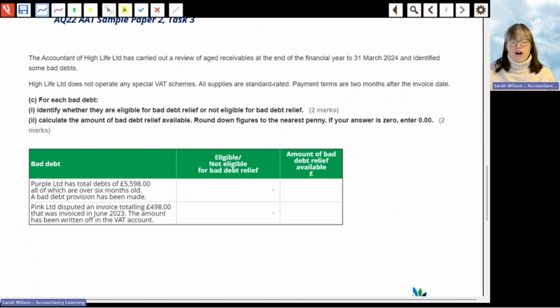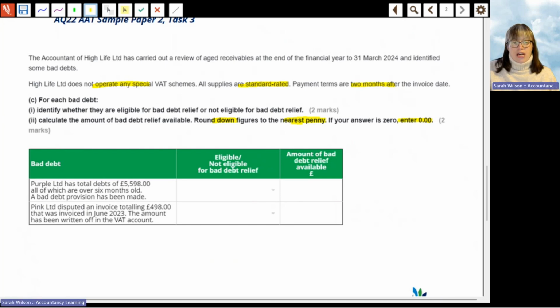Next, the accountant of High Life Limited has carried out a review of aged receivables at the end of the financial year to 31st of March 2024 and identified some bad debts. High Life Limited does not operate any special VAT schemes. All suppliers are standard rated and payment terms are 2 months after the invoice date. So for each bad debt, we need to identify whether they're eligible for bad debt relief or not, and calculate the amount of bad debt relief available. And importantly, we need to round down our figures to the nearest penny. And if we think the answer is 0, then we need to enter 0.00.